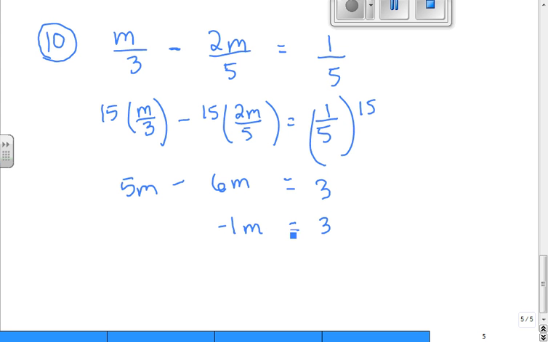So we have to solve for m, and to do that, we have to divide by negative 1. Since negative 1 is our coefficient on m, it's what's being multiplied by m. So we get m equals negative 3. So here we have m equals negative 3.